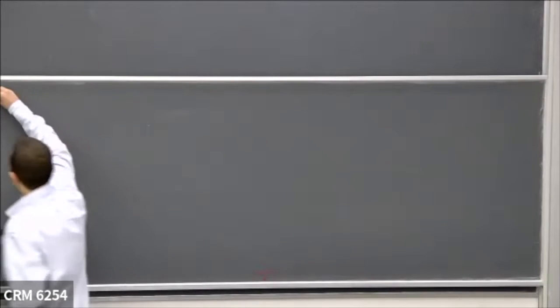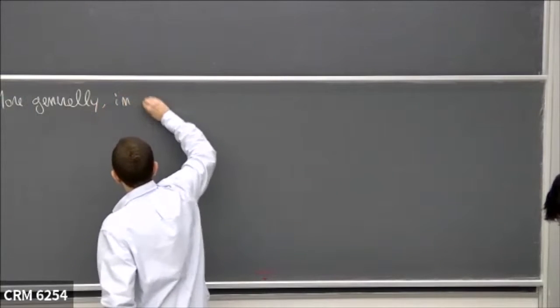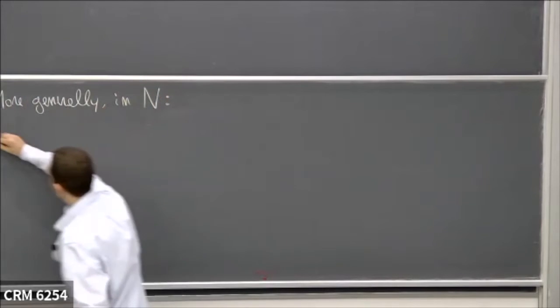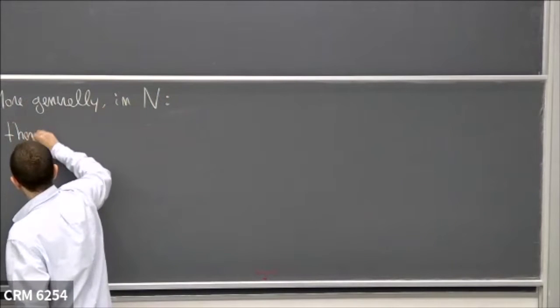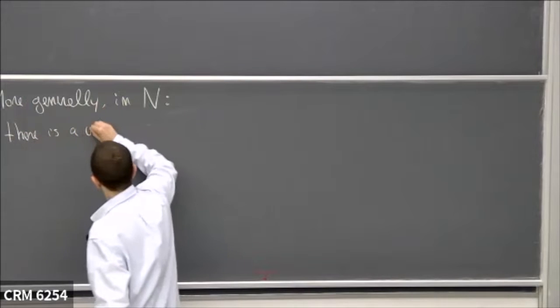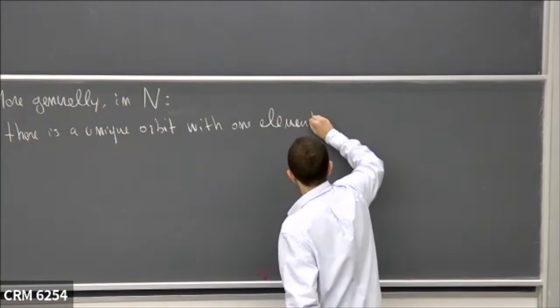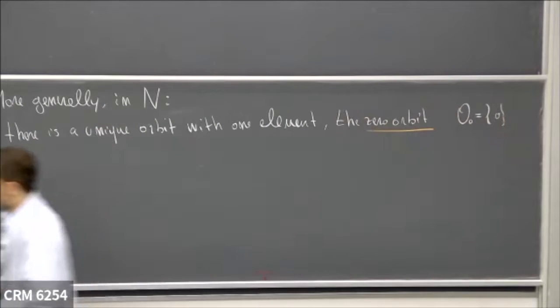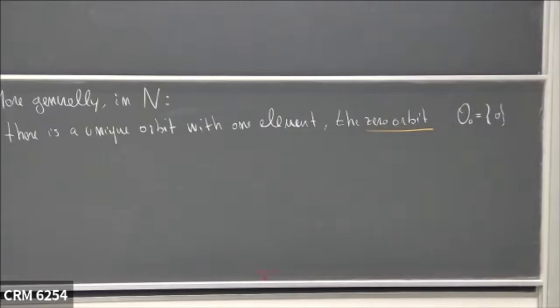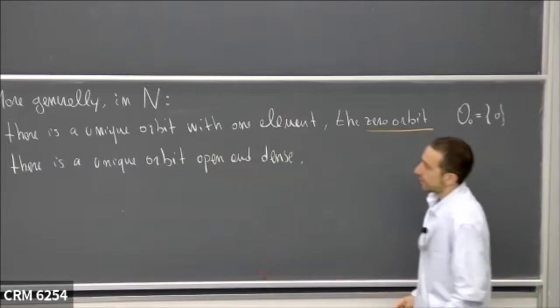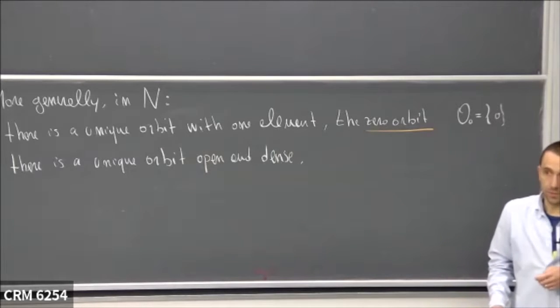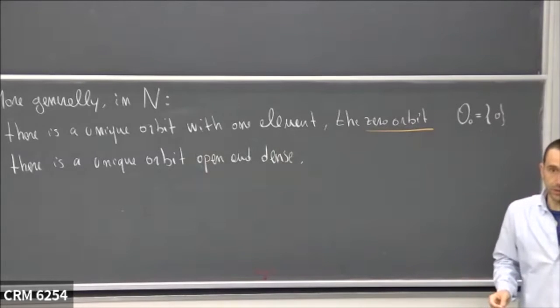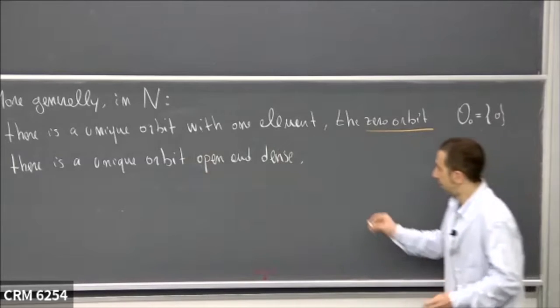So more generally, in this nilpotent cone, there is a unique orbit with one element, and let's call it the 0 orbit. There is a unique orbit which is open and dense, and this is called the principal nilpotent orbit. This is the same as what Tibor called the regular nilpotent orbit in his talk.